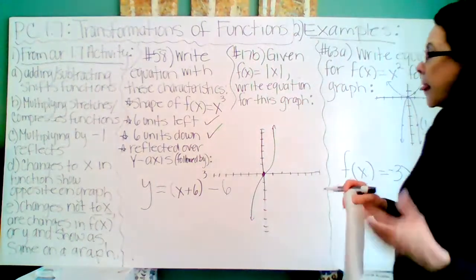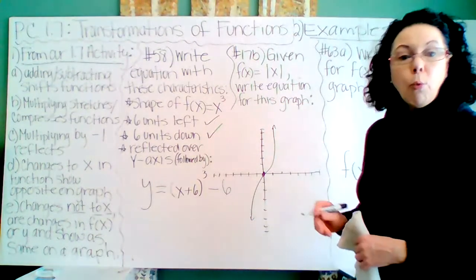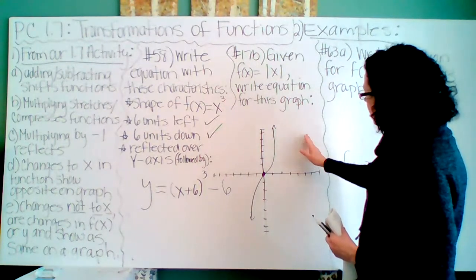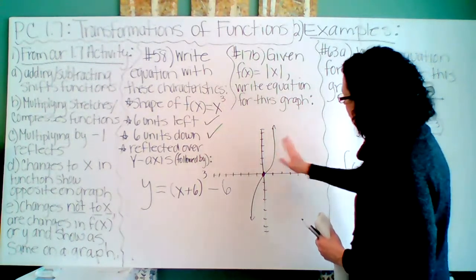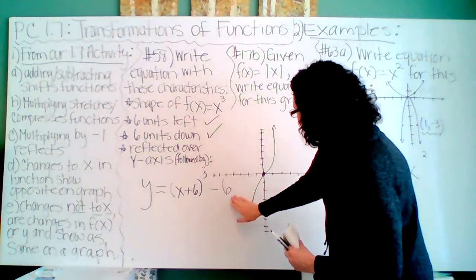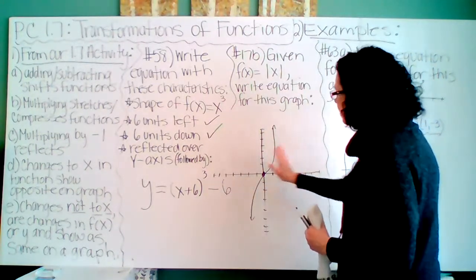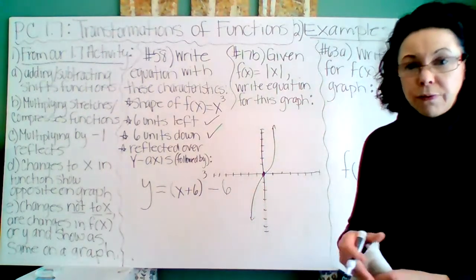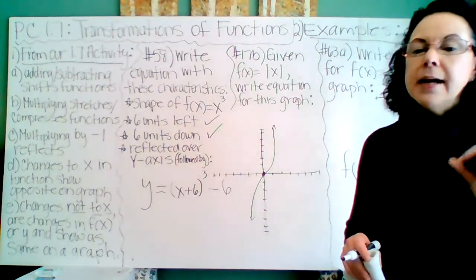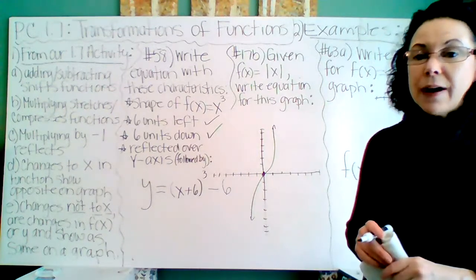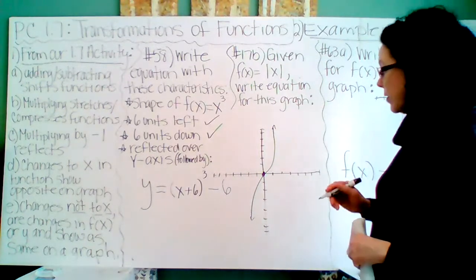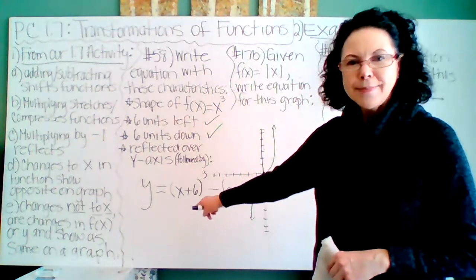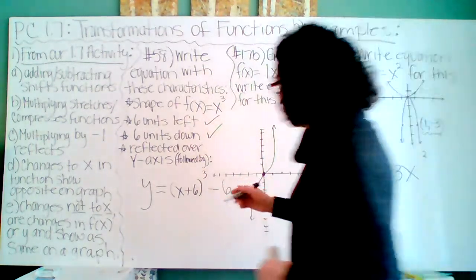Now, reflected over the y-axis. Notice a reflection over the y-axis would go at the top from right to left and at the bottom from left to right. Notice that my hand is making a horizontal movement over the y-axis. This means I need to put the negative on the x. Now, you have to be careful here. My x was changed. My x is x plus 6. I had to change the whole x.